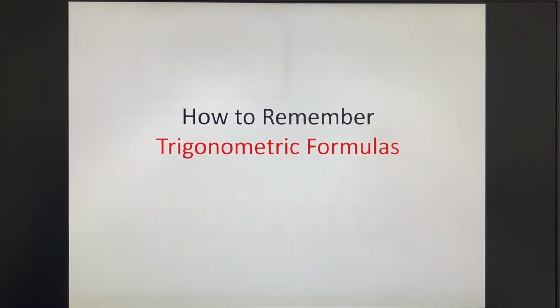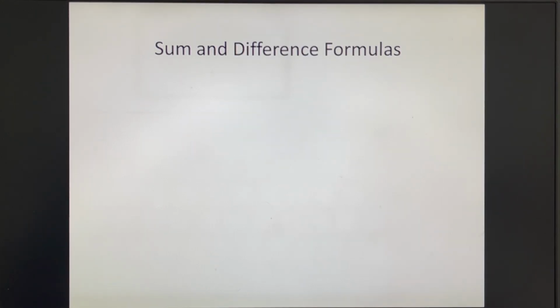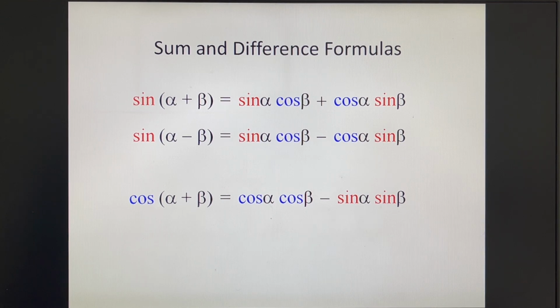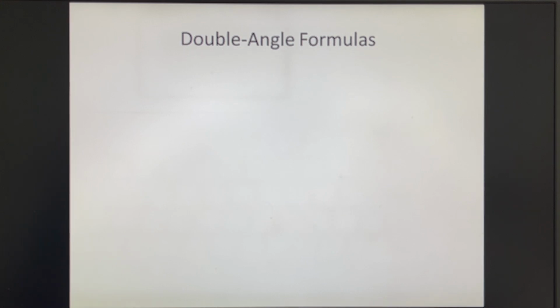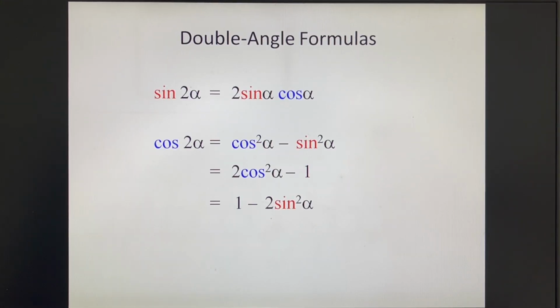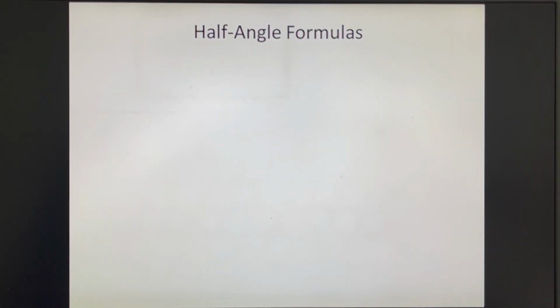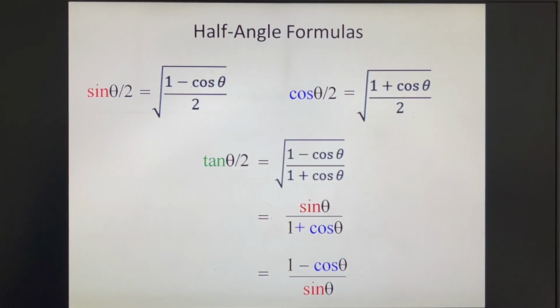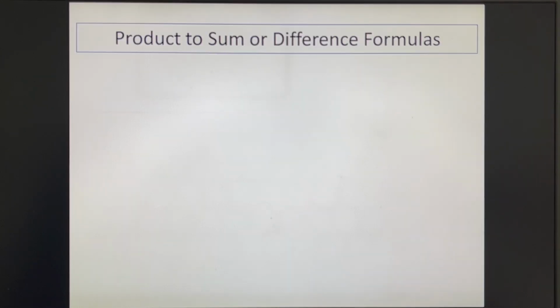How to remember trigonometric formulas. There's a lot of formulas in trigonometry, such as sum and difference formulas: sine alpha plus beta, sine alpha minus beta, cosine alpha plus beta, cosine alpha minus beta. Double angle formulas: sine 2 alpha, cosine 2 alpha, tangent 2 alpha. Half angle formulas: sine half theta, cosine half theta, tangent half theta.